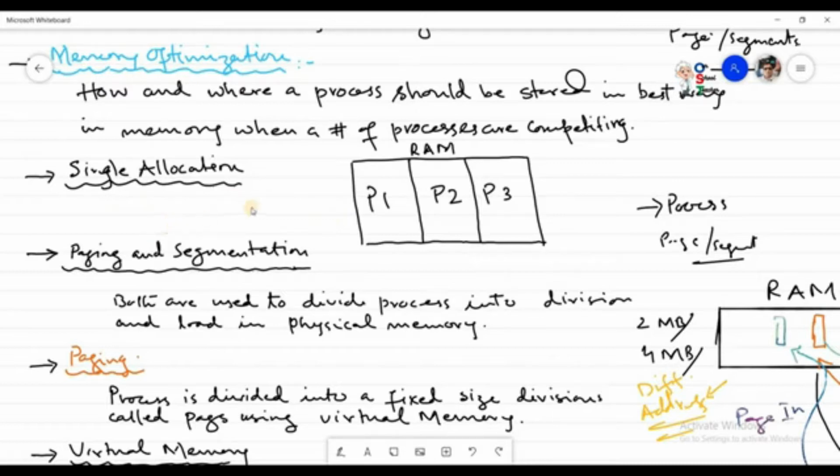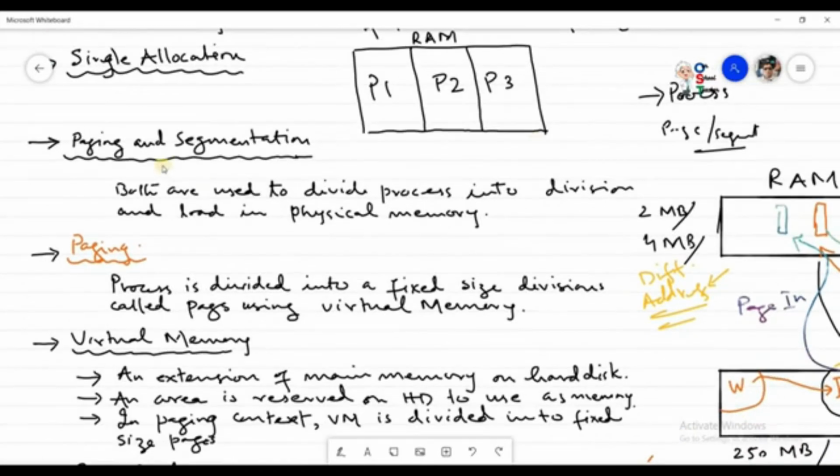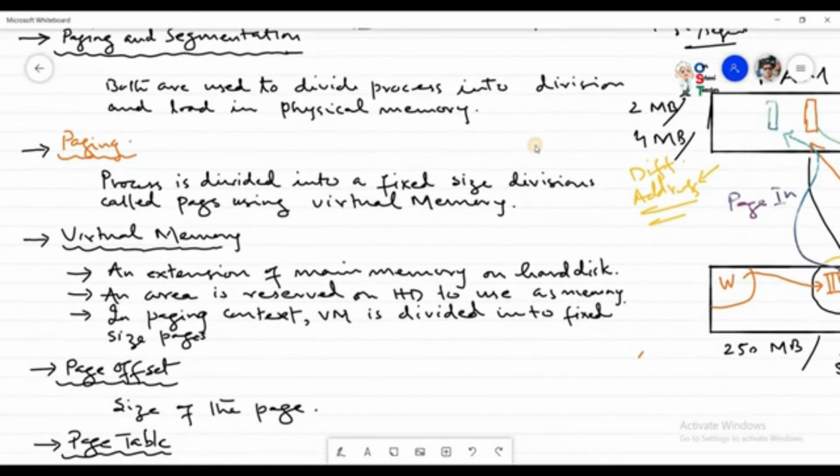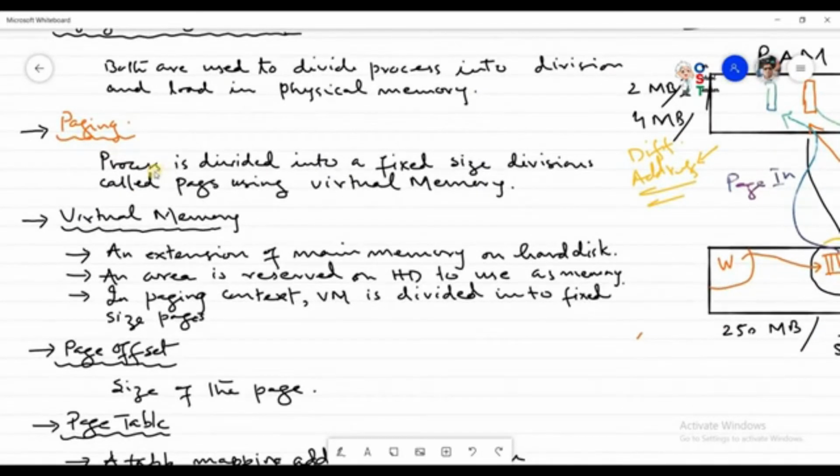The program is divided into a number of parts, and then those parts are stored in memory frames. How to divide those parts is done in the form of paging and segmentation. So either the paging technique is used or the segmentation technique is used. Both are used to divide a process into divisions and load it in physical memory. Then we saw paging.